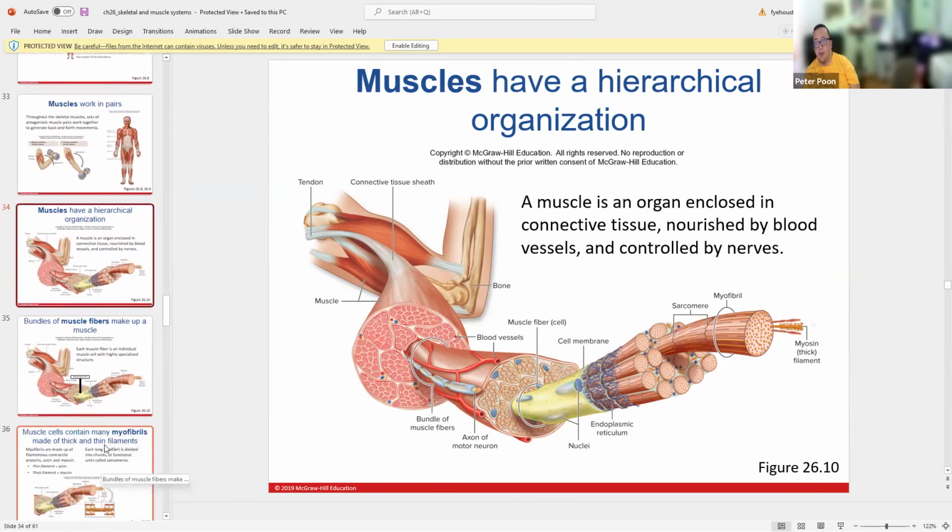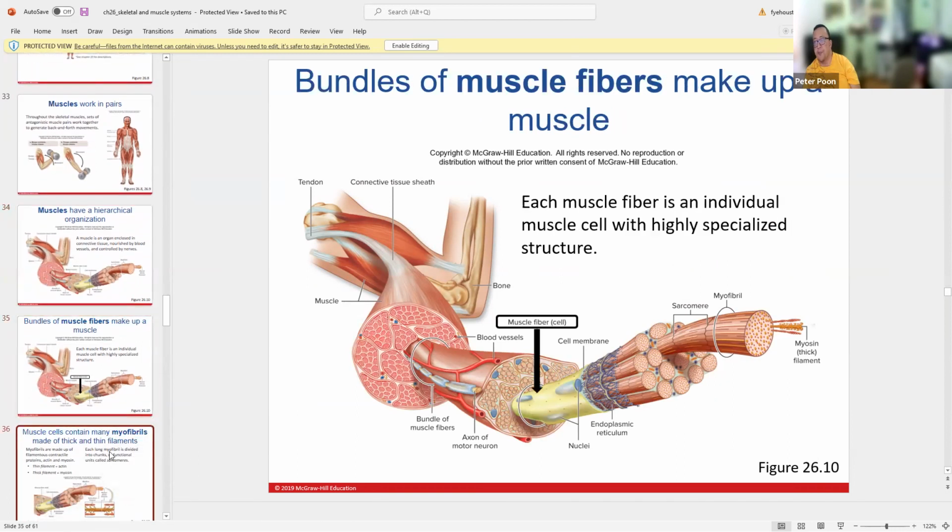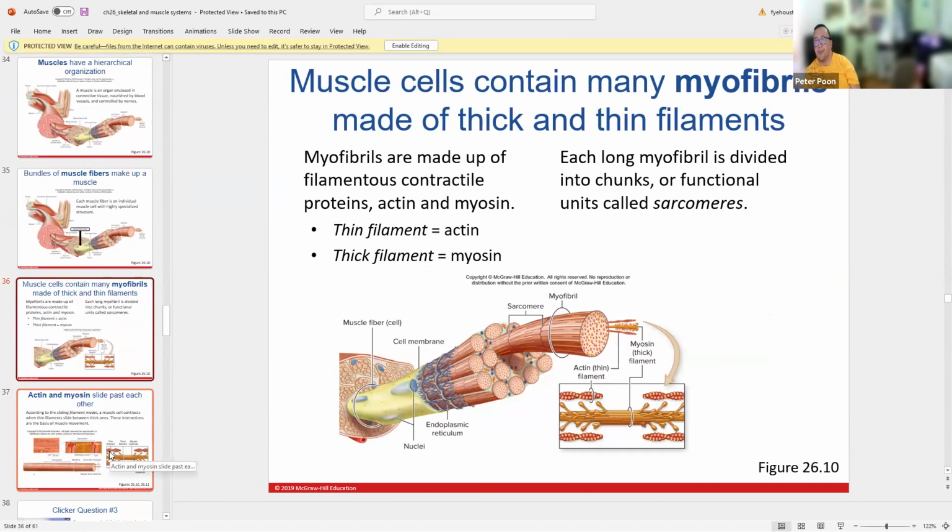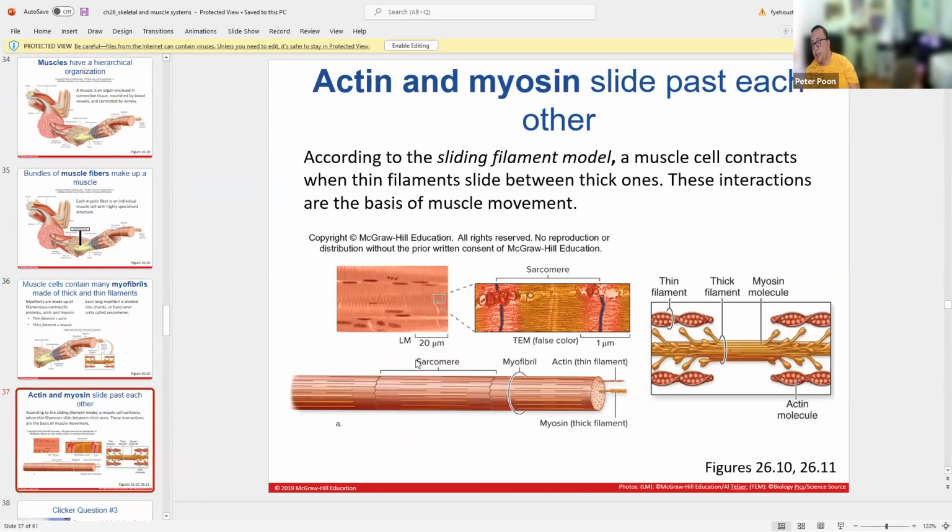Muscles are made of two important proteins, actin and myosin. Actin is the thin filament, and the thick filament is myosin. When a muscle contracts, what actually happens is that the myosin pulls in on the actin.